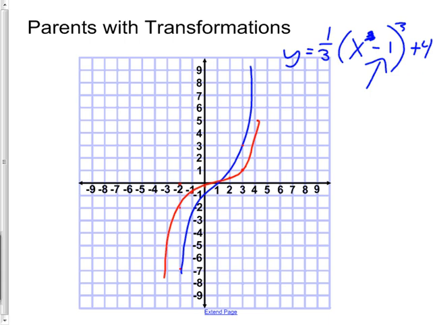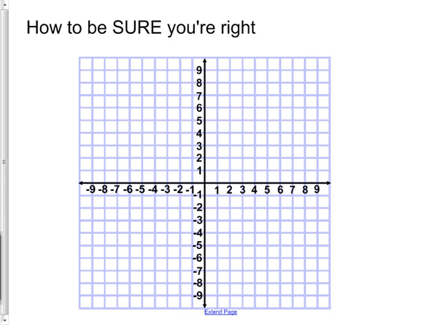Then this plus 4 here means the whole thing needs to be moved up 4. Grab it, you move it up 4. 1, 2, 3, 4. All right, so that's generally what it should look like. If I get rid of this and all these points. Now, how can you be sure you're right? It's really important. How to be sure you're right?